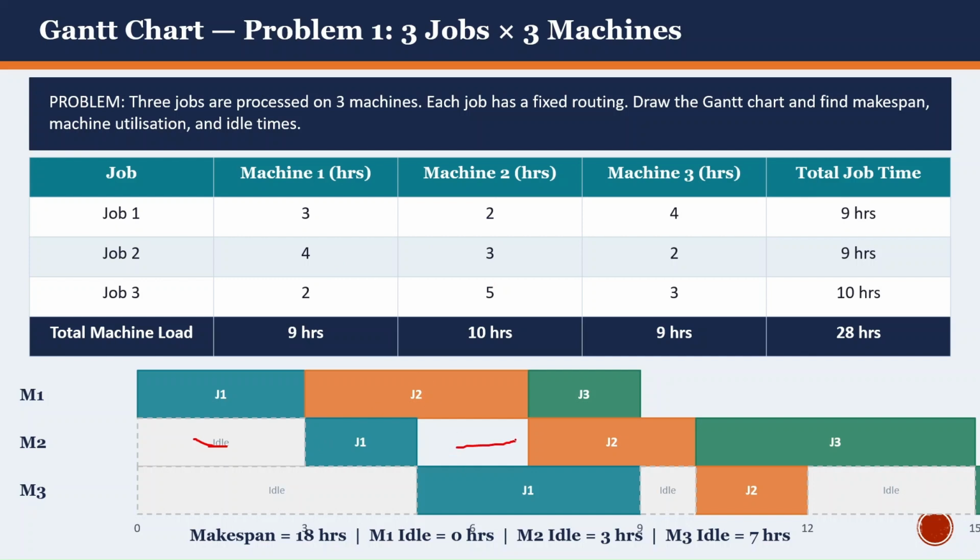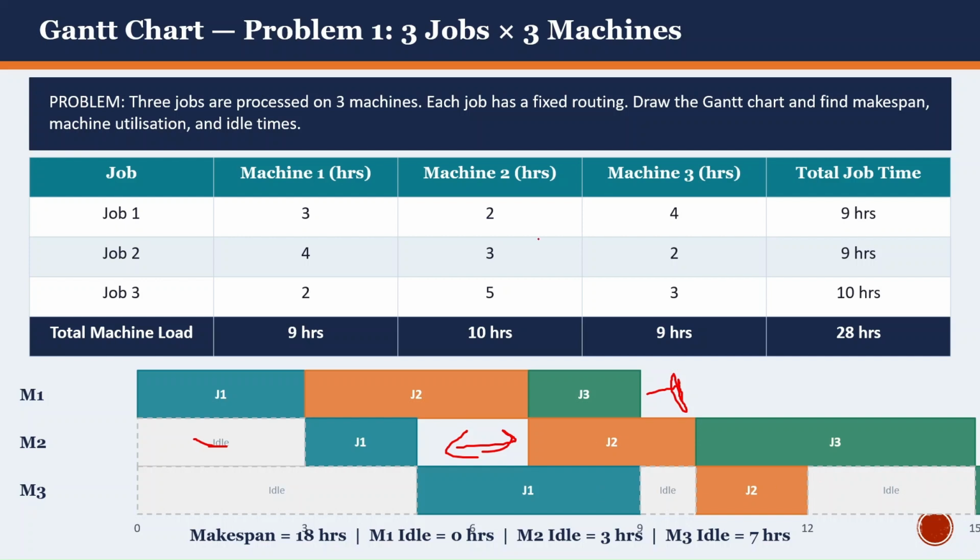And after that it will again remain idle. Why? Because job 2 is not yet finished. Once job 2 is finished, it will go to job 2 and then job 3. So there is no idle time because job 3 is already processed and it is the waiting period for job 3. Similar kind of thing is happening on machine 3 as well.